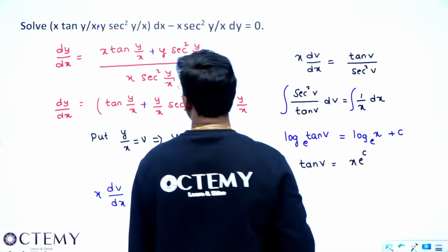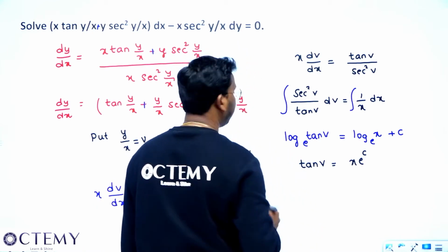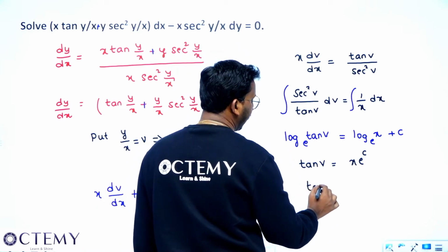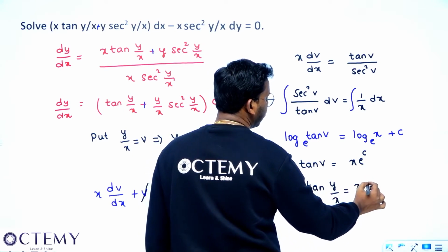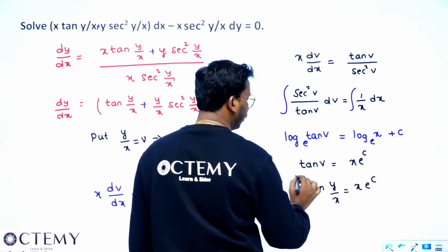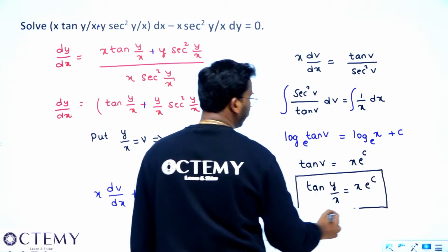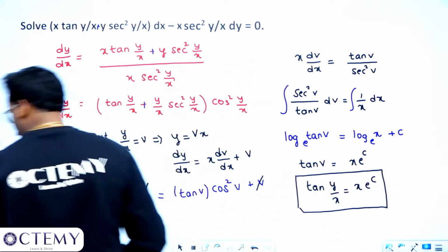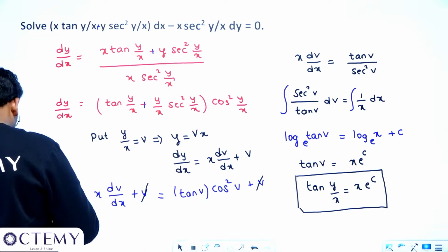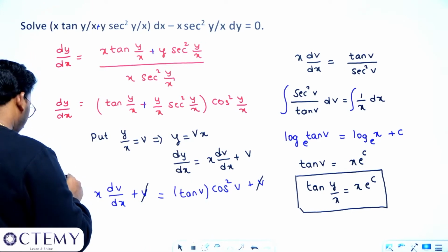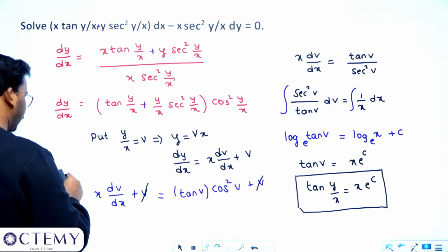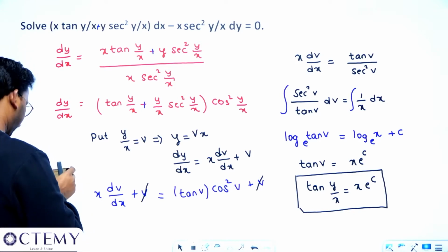So what is v now? v is basically y by x. So what is the answer? tan y by x is equal to x into e power c. This is your solution. This is your solution, right? If I check the book, yes sir, x tan y by x is equal to, there has to be a minus sign here.